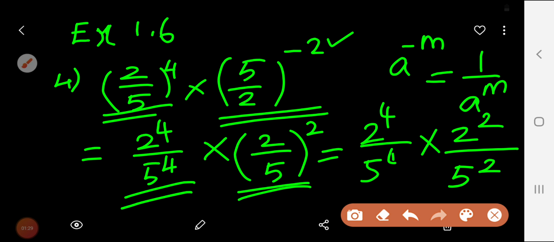Now we have in the numerator 2 power 4 into 2 power 2. If it is the common base and it is multiplying, we have to add the power. So the answer is 2 power 6, 4 plus 2, 2 power 6. In the denominator, 5 power 4 into 5 power 2. Same thing, we have to add the power. So it becomes 5 power 6. Now the answer is 2 power 6 divided by 5 power 6.